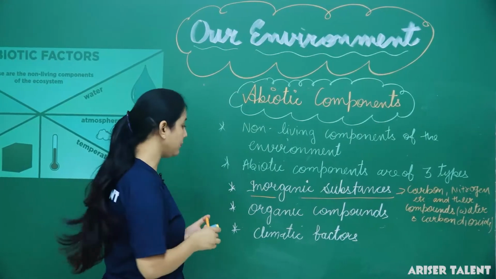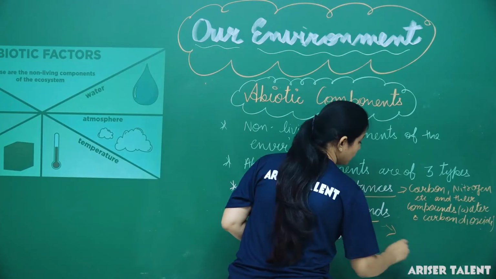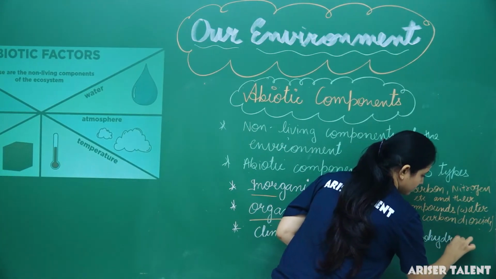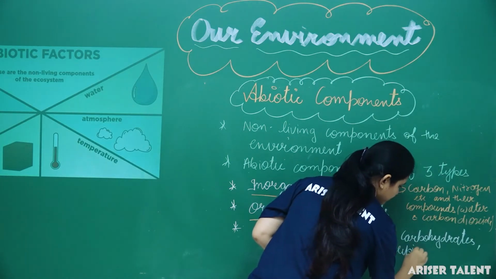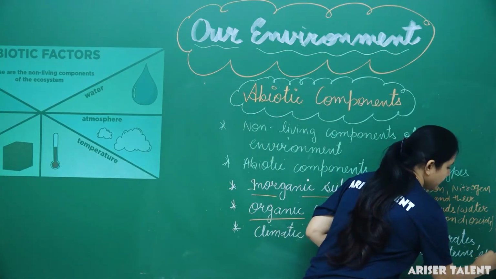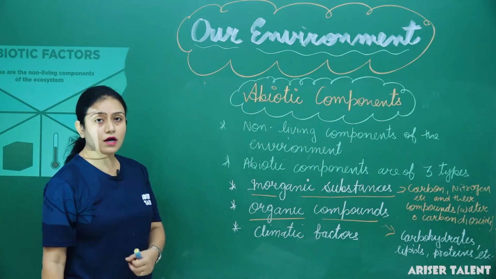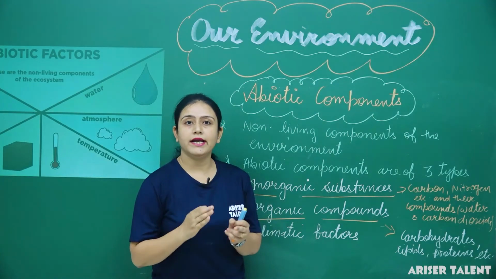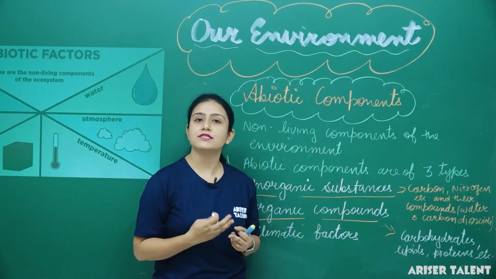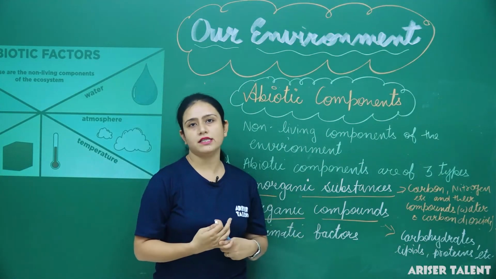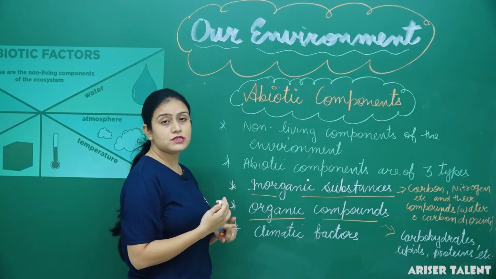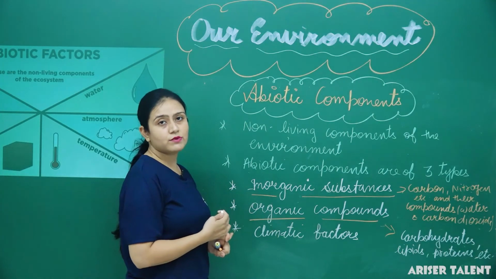Next, we will talk about organic compounds. What are the organic compounds? Like carbohydrates, lipids, proteins, nucleic acid, etc. Generally these organic compounds are found in all the living organisms and in the dead organic material. Clear? So when the dead organic material is decomposed by the decomposers like bacteria and fungi, then the inorganic materials are released in the environment. Clear? As I told you, carbohydrates, lipids, proteins are present in all the living as well as dead organisms.